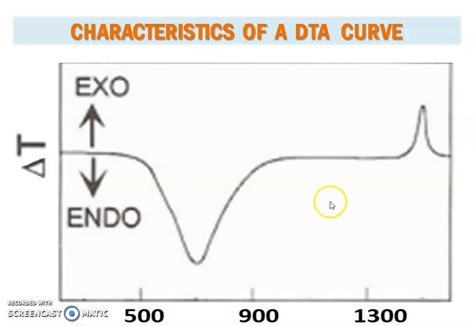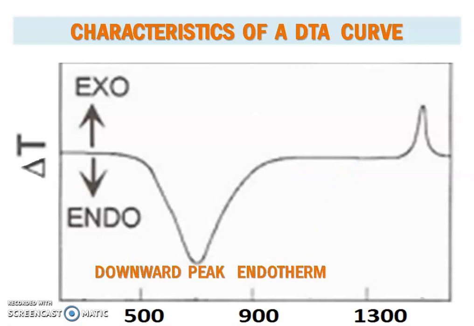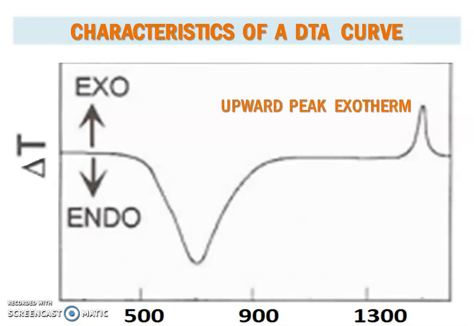The first part is very easy to identify. This is the flat portion, also called the baseline of the DTA curve. The second part is a downward peak, also called an endotherm. And the last part is an upward pointing peak, also called an exotherm. So in the coming slides, we'll see why the baseline is a flat line, the exotherm points upward, whereas an endotherm points downwards. In order to understand all this, we need to look up the DTA process in detail.